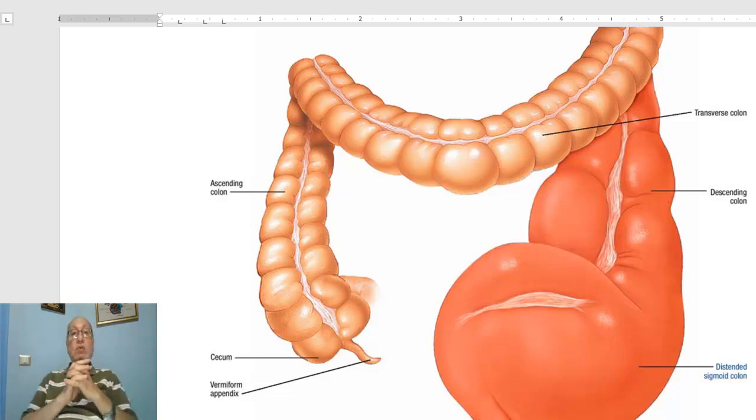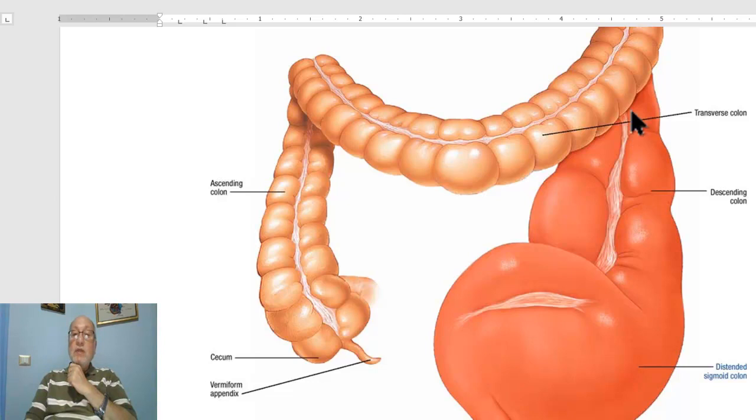Hirschsprung's disease, also called aganglionosis of the colon or aganglionic megacolon. The incidence of Hirschsprung disease is 1 in every 5,000 live births. Males are affected 4 times more than females, and usually Hirschsprung disease affects the rectum and sigmoid colon.